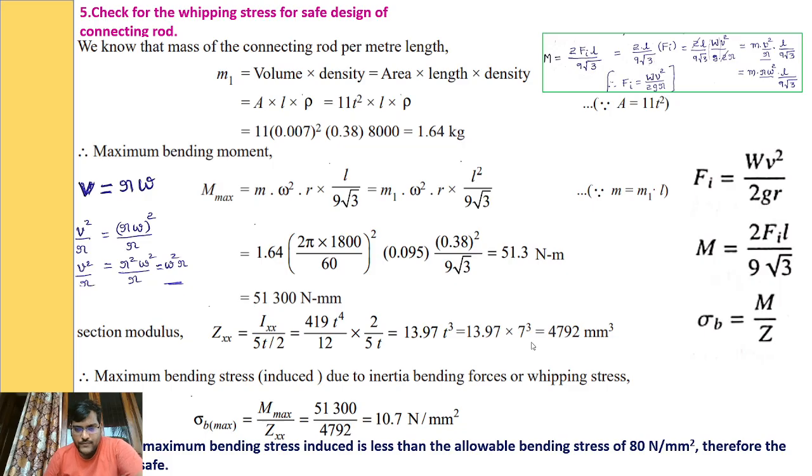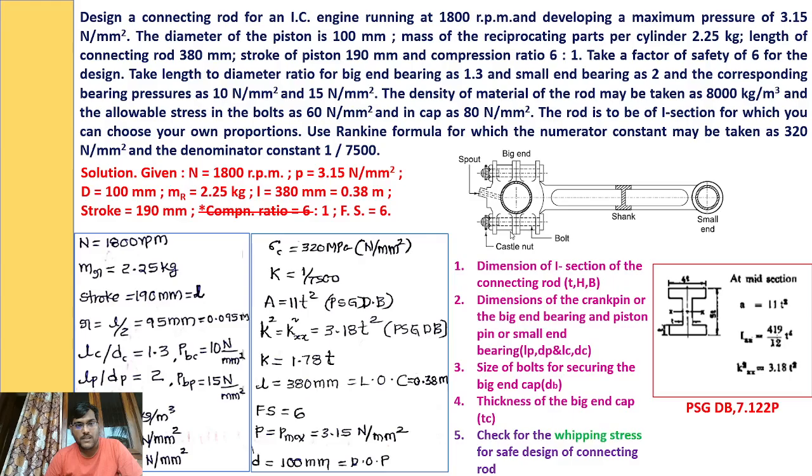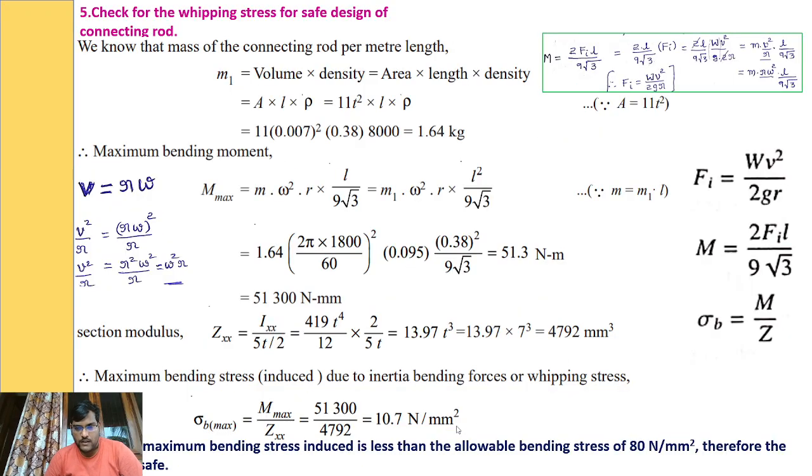As you know, t value is 7, so 4792 is the Z value. But I want the sigma b value, M by Z. So M value is 51,300 and Z value 4792. This is 10.7 Newton per square millimeter. Since the maximum bending stress is less than the allowable stress, in the question they have given the allowable stress, that is sigma d. The allowable stress in the bolts is 60 and in the cap 80. So this value is less than 80, so our design is safe.